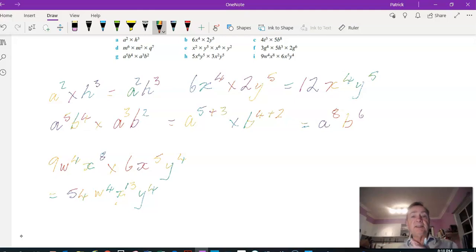So we can see it's a mixture of both the first index law and multiplying powers and multiplying non-like terms, which we can do. You should be able to do that, and they will become more intricate, a little bit harder and more in-depth as we go along. Okay?